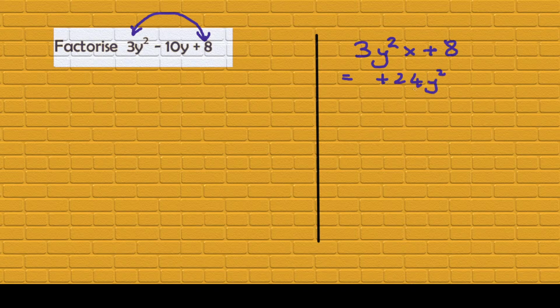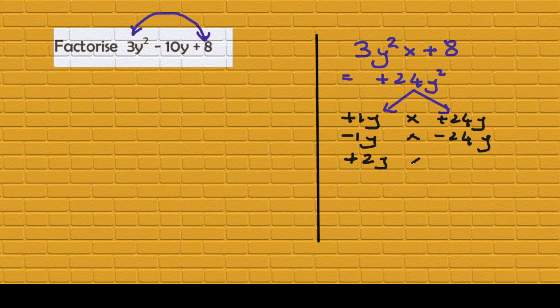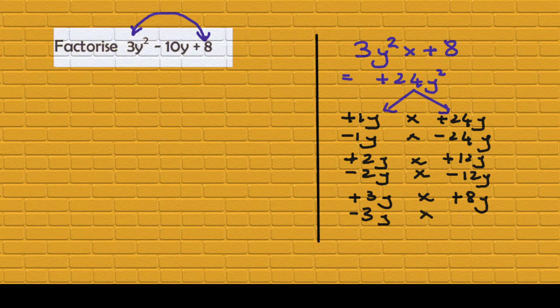So now you have to write the ways to get plus 24y squared by multiplying. One option is plus 1y times plus 24y. Another option is minus 1y times minus 24y. Remember, minus into minus is plus. So minus 1 into minus 24 gives us plus 24. What's the other option? We have plus 2y times plus 12y, or minus 2y times minus 12y. Or plus 3y times plus 8y and minus 3y times minus 8y.